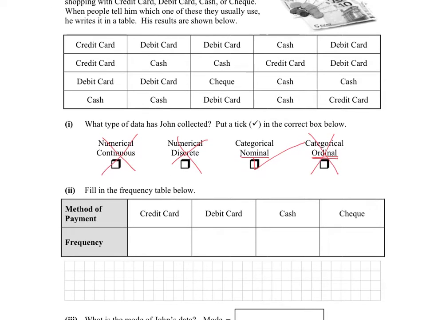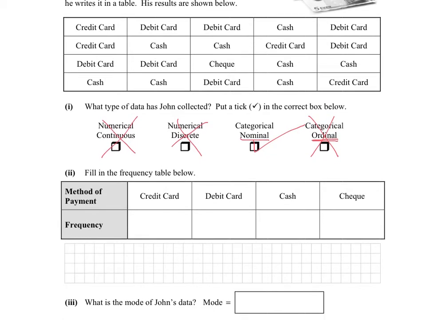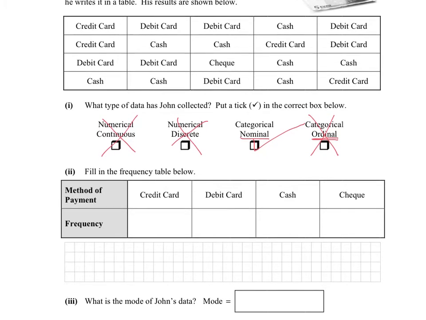Moving on, we're asked to collect the data and put it into a frequency table. So we could do a little bit of a tally, I suppose, to a certain extent. With this, it's reasonably easy just to count them up as well. So if you're going to do a tally, you'd go credit card, debit card, and so forth. Alternatively, we could just count them up.